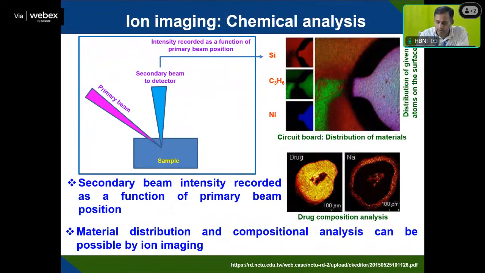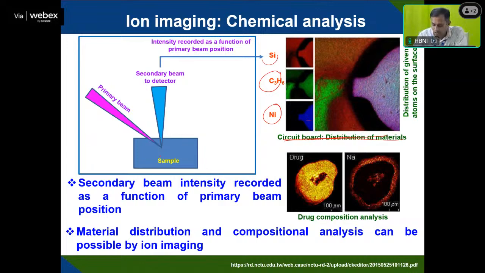And then, as I told, imaging is possible, ion imaging. You have a primary beam, and then you have a secondary beam that goes to the detector, and intensity is recorded as a function of primary beam position. Depending upon the position, you will be able to see how different elements are present in the sample. You can see silicon, the green is carbon, hydrogen, then you have nickel, metallic nickel in brown color. Combining these three, you can see the distribution of atoms on the surface of an electrical circuit board, how the different atoms are distributed. That chemical analysis is possible.